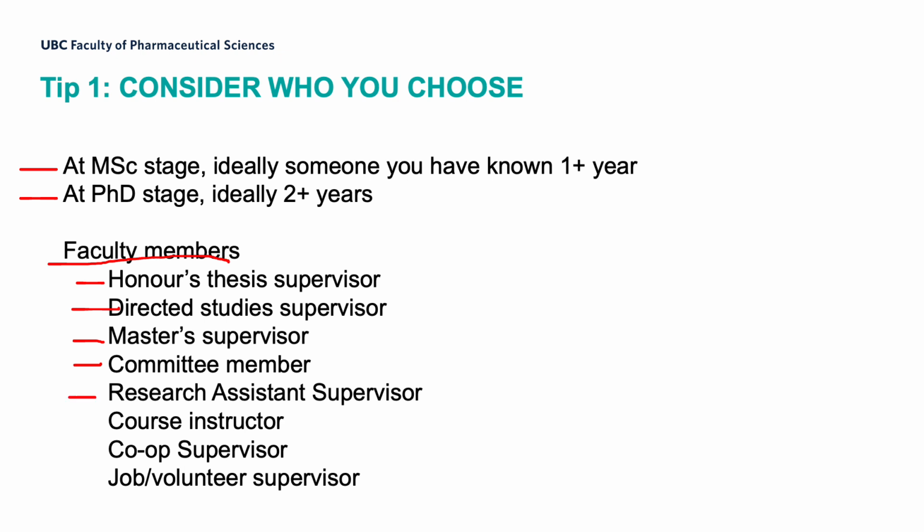I know many trainees who work as a research assistant in between grad school and their undergraduate degree, and they might have served in a research assistant capacity. It could also be a course instructor, a co-op supervisor, or a job or volunteer supervisor. The only caveat with these last pieces is they need to be able to speak to the criteria for the award or scholarship, which I'll talk about in a second.